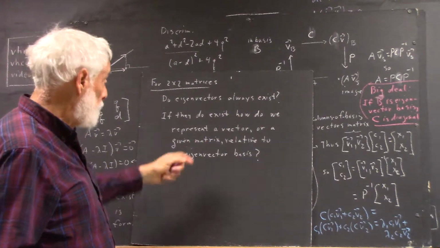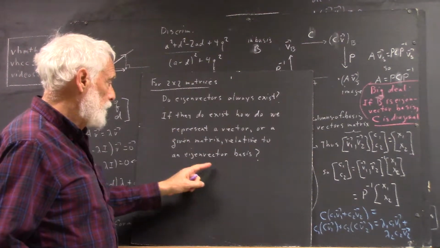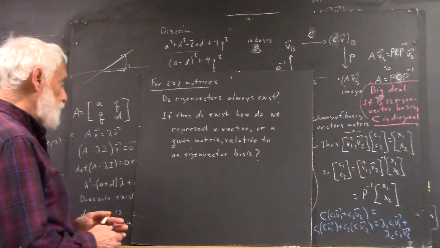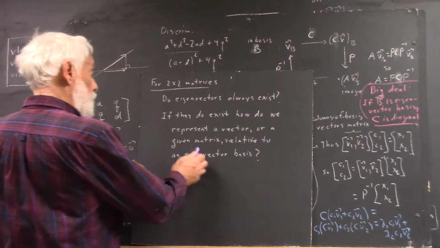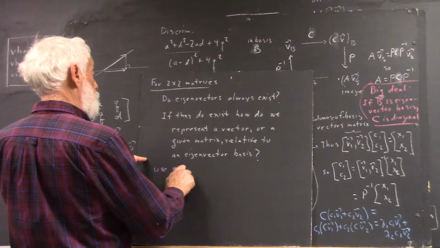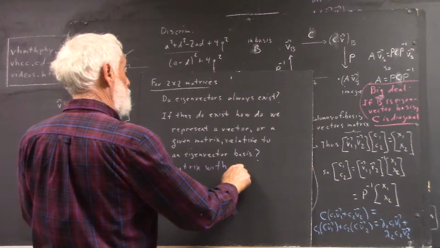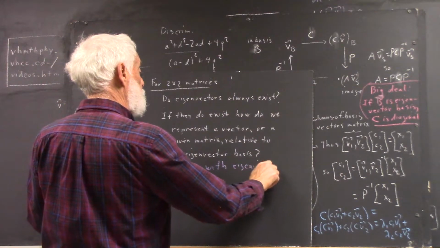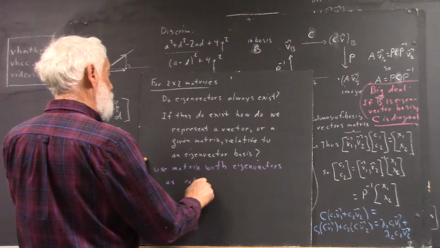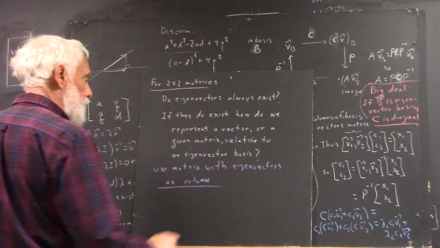Okay, or given a transformation defined by a matrix, what's the matrix that represents the transformation relative to the eigenvector basis? And it turns out that to do this, we use the matrix with eigenvectors as columns. And there's a very simple reason, which we've already seen, why this works. This is the P matrix.